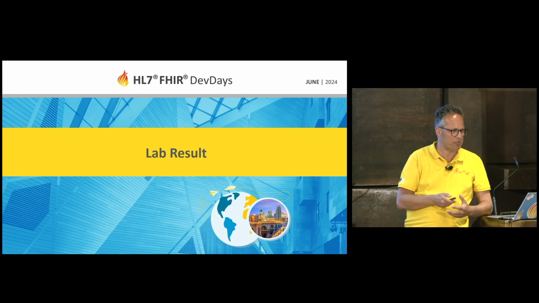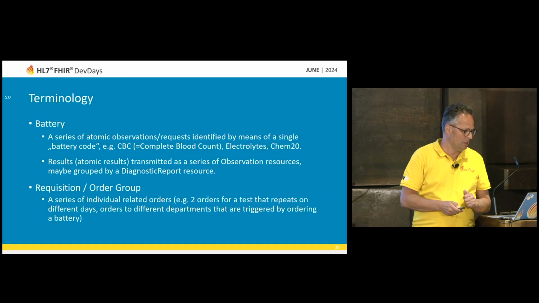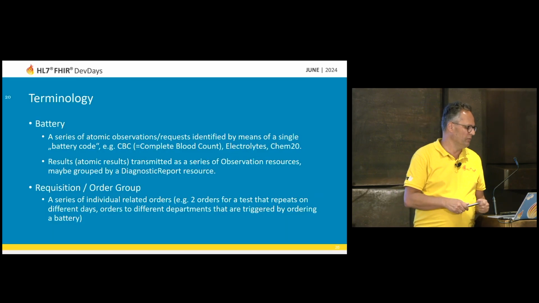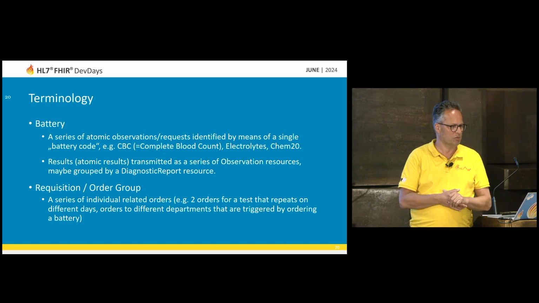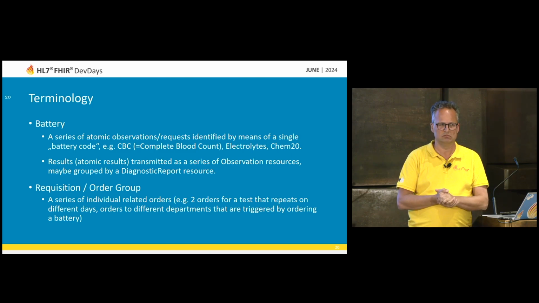A few notes on lab result. Okay, it's about ordering and lab result. And two bits of terminology. In the laboratory space we have the concept of battery, sometimes called a panel. That's a predefined grouping of atomic lab tests. And you go, okay, say that again.